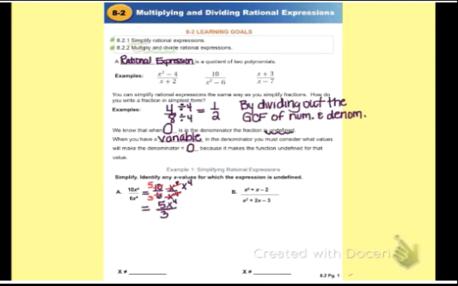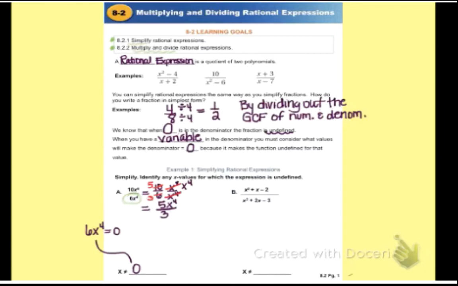Now, as I said before, we have to think about what might make this expression equal 0 in the denominator, and we have to exclude that. Well, think about what the denominator was. The denominator was 6x to the fourth. And what would make that 0? The only value that would make this 0 is actually 0. So what we do is we say that x cannot equal 0, because if it were 0, it would make the original expression undefined. So in addition to simplifying this rational expression, we also have to restrict the domain and say that x can never be 0.